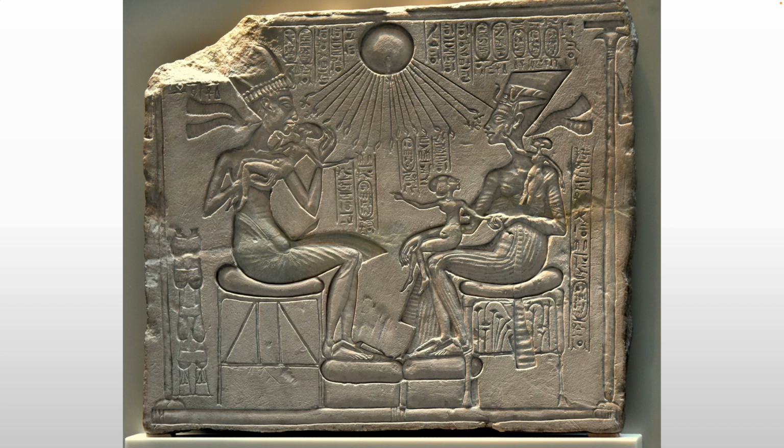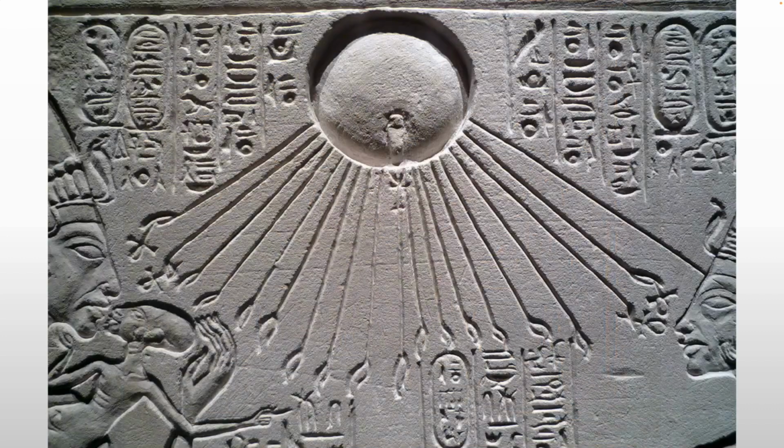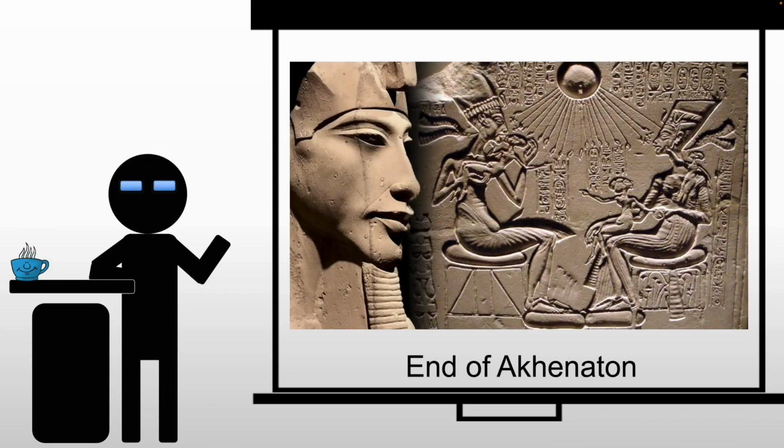The center of the piece is, of course, Aton, that solar disk with those rays coming off, blessings basically being placed upon the royal family. So it becomes a very powerful piece, speaking to domesticity, speaking to the role of family at this time in Egyptian history.